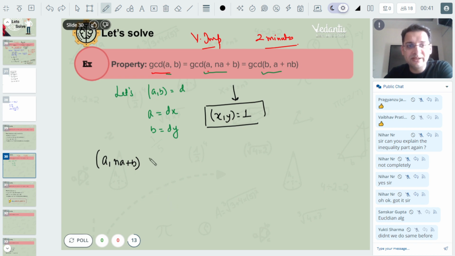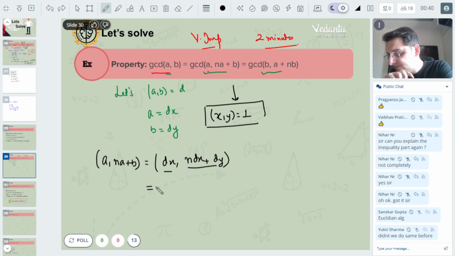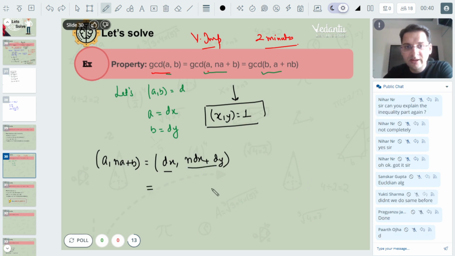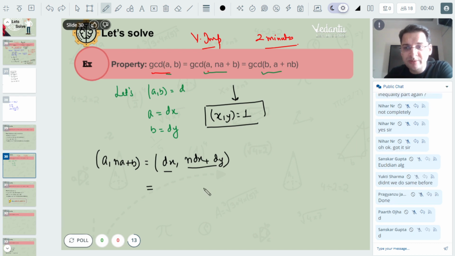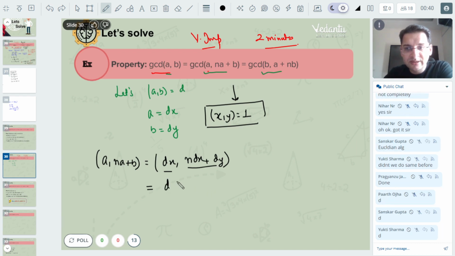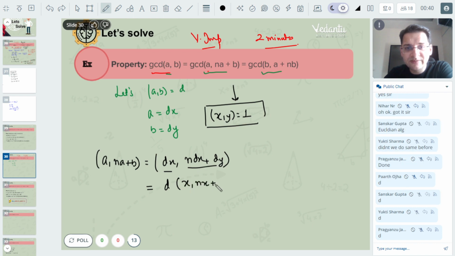Now let us pick a and na plus b. a and na plus b. Now a I can put as dx, and na plus b is ndx plus dy. Now in both of these terms, what can I take out common? I can take out d common. d times x comma nx plus y.